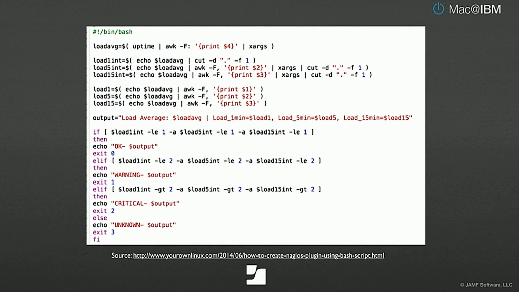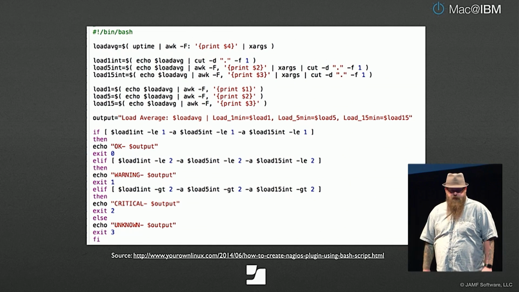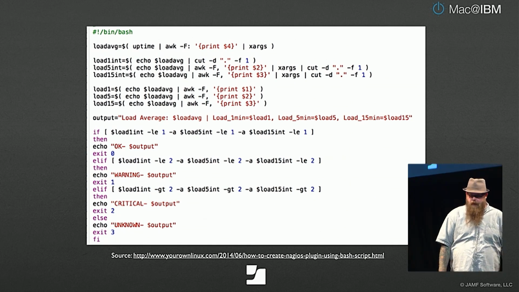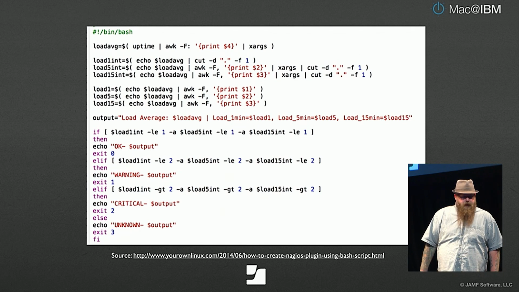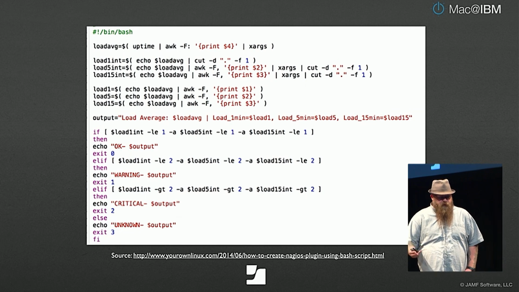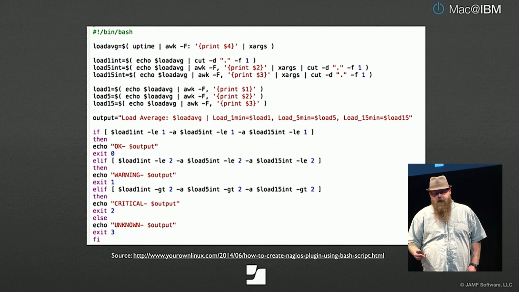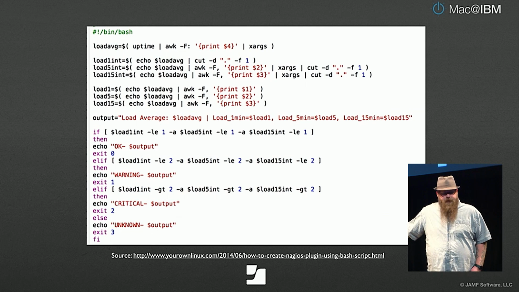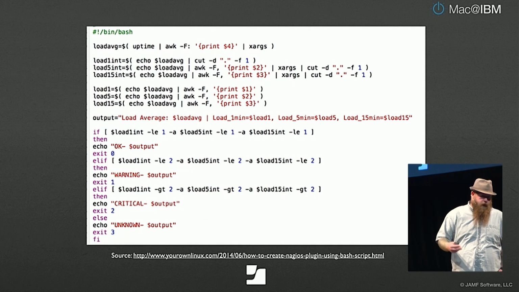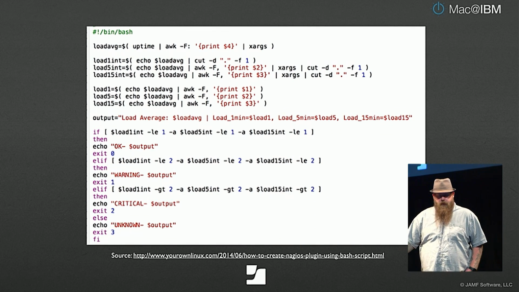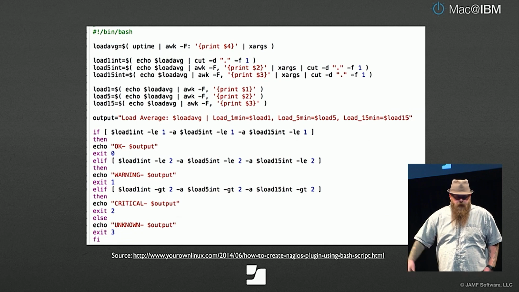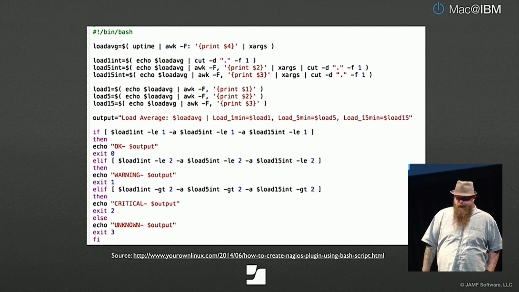This is an example of a custom plugin written in Bash. The URL is at the bottom of this slide. You guys can check it out if you want. A few interesting points. Nagios deals with these plugins basically by exit code. So depending on the exit code in this series of if-else statements determines how Nagios handles the status of the plugin. Exit 0 would be okay, 1 is a warning, 2 is critical, 3 is unknown. It's very simple to deal with.